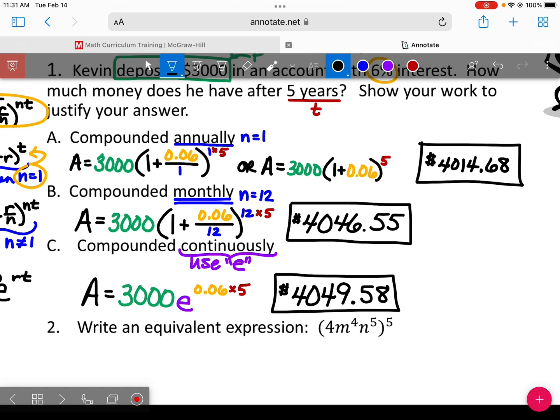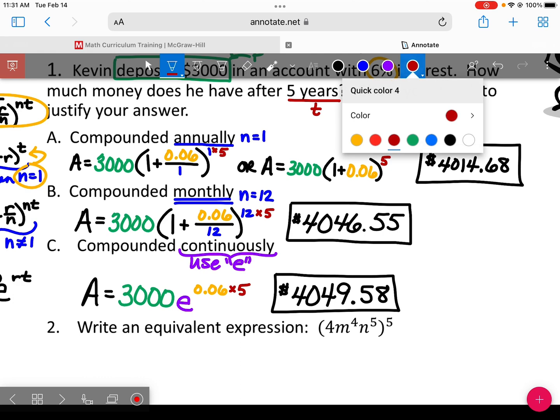One says 414, one says 446. How often is continuously again? It's faster than every minute, faster than every second, faster than every millisecond. What happened to the balance when we compounded continuously but everything else stayed the same? It went up. The more times it's compounded in a year, if everything else stays the same, the higher the balance is. All right, let's look at number 2.